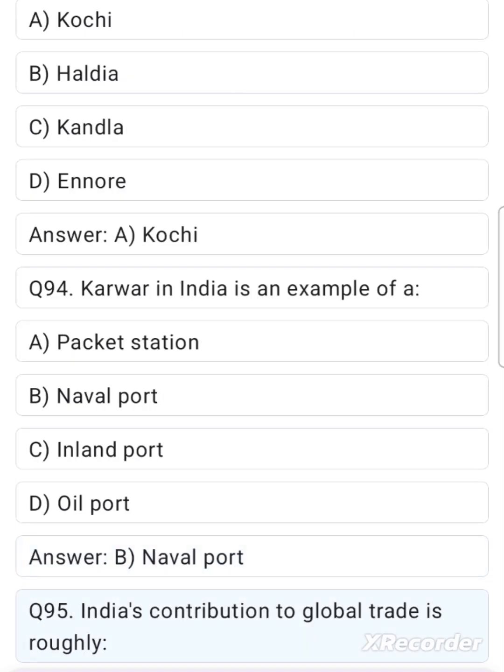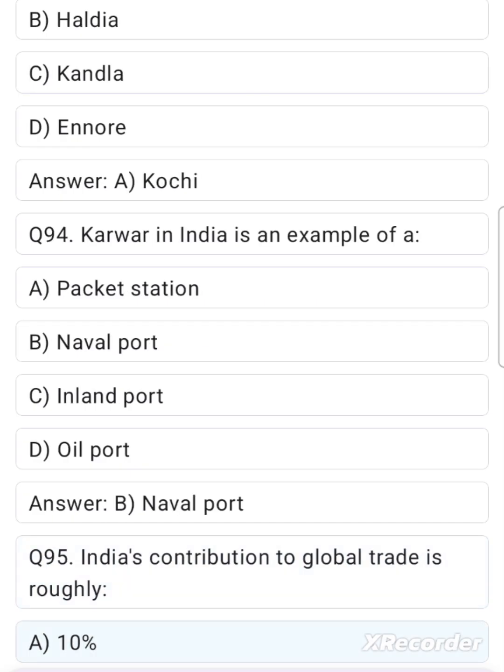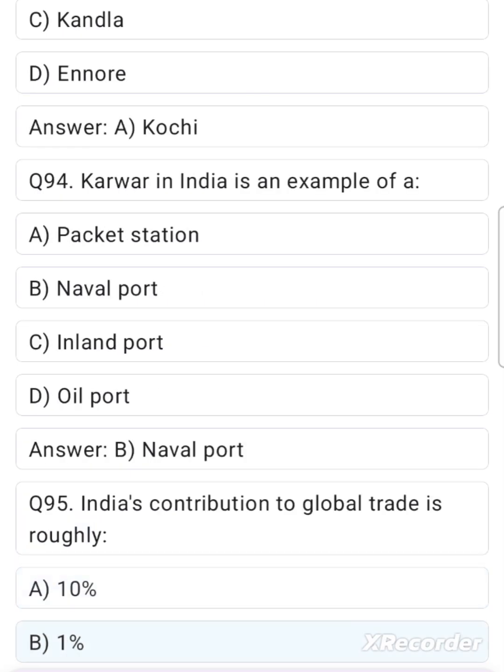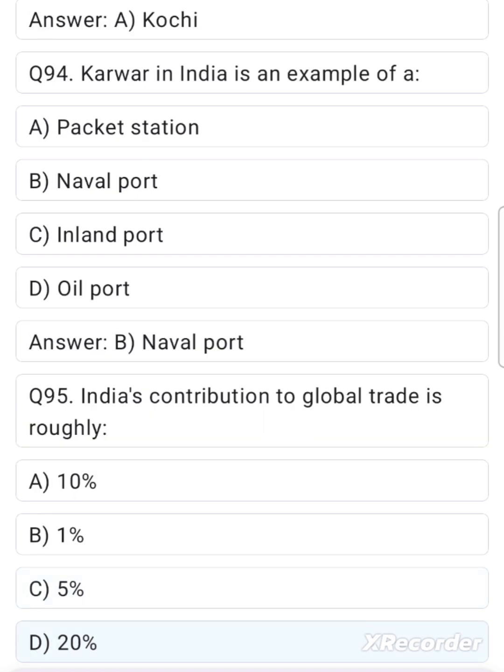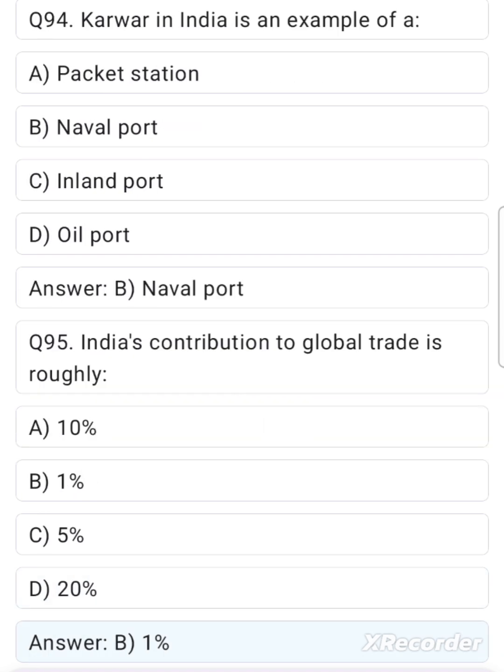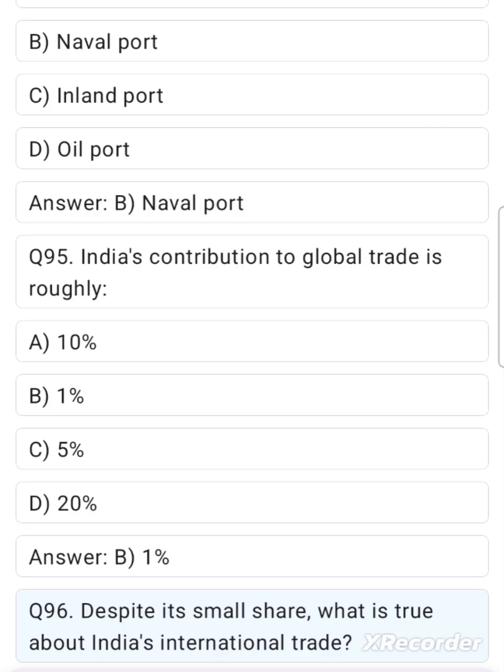Q95. India's contribution to global trade is roughly A. 10%, B. 1%, C. 5%, D. 20%. Answer B. 1%.